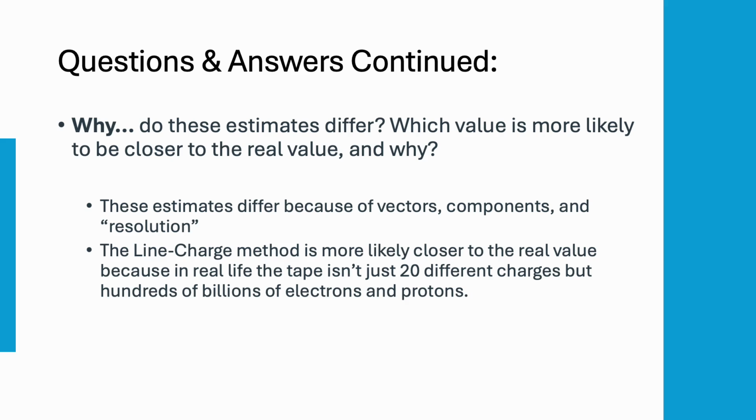In the point charge model, no charge is wasted in the x direction, while with a uniformly distributed charge, charge is wasted as it is cancelled out in the x direction. The line charge method is more likely closer to the real value, because in real life, the tape isn't just 20 charges, 20 is what I use for n, but hundreds of billions of charges, as electrons and protons.